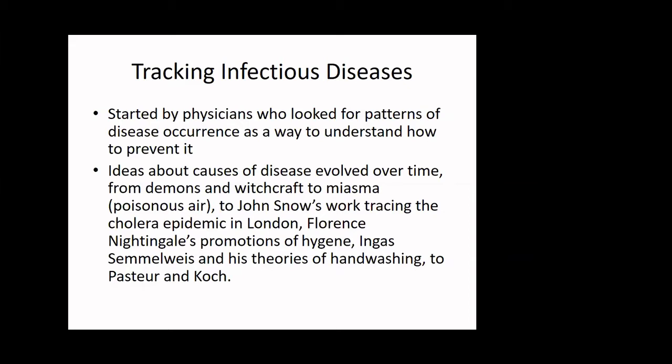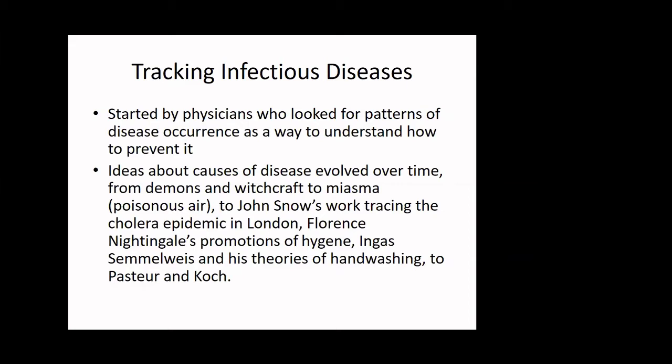One of the more famous early epidemiologists was John Snow. He worked in London during the cholera epidemic, and he looked at where patients lived who were infected and when, and he was able to trace it back to a single water source in London. Florence Nightingale was a big proponent of hygiene, and she's considered one of the first epidemiologists because she really tracked diseases and their spread.